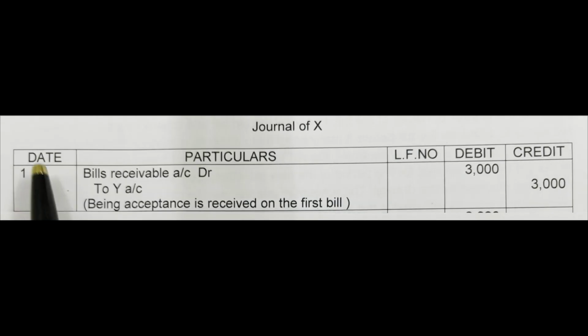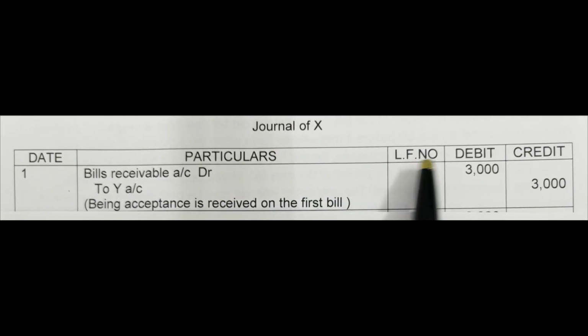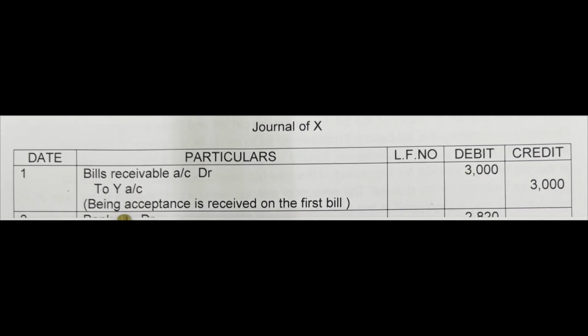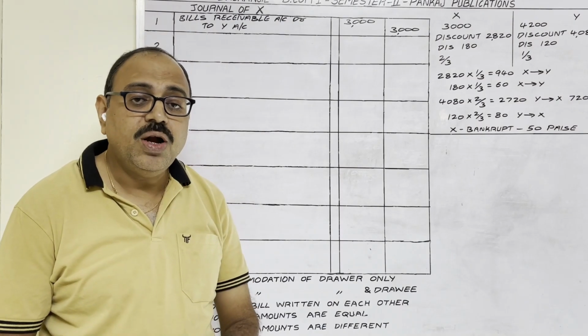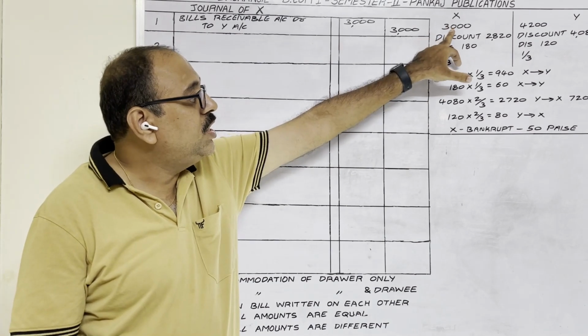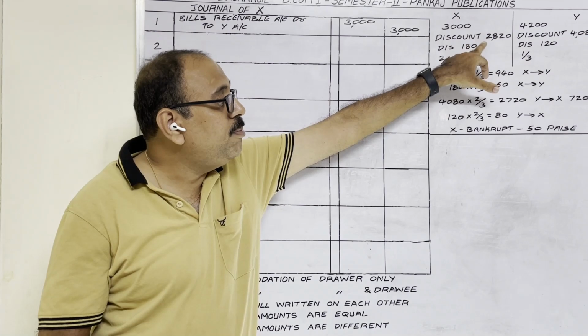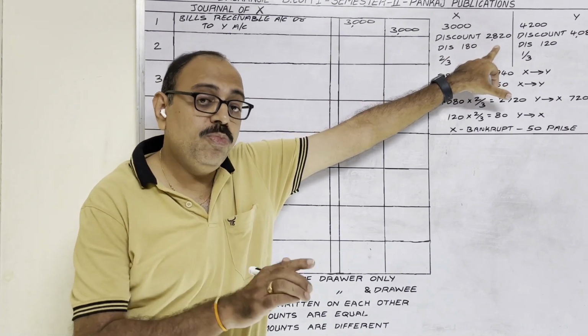Journal of X. Date, particulars, ledger folio number, debit, credit. First entry is bills receivable account debtor to Y account 3000. Narration: being acceptance is received on the first bill. Next entry is for what? X discounted this bill for 2820 rupees. So in X's bank account 2820 rupees is coming.